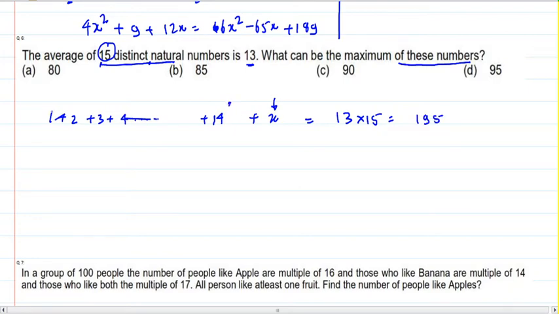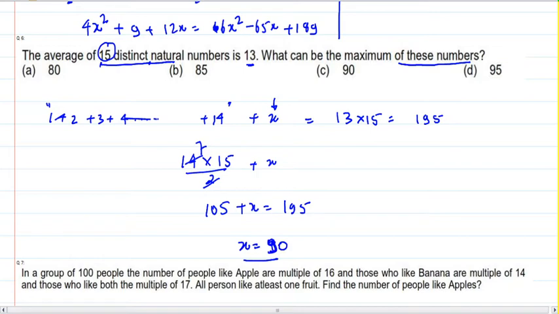Now this is nothing but the sum of natural numbers. The formula that works here is n, that is 14, into n plus 1, 15, by 2, and the last value I am taking as x. Cancelled 7. 7 into 15 is 105 plus x is equal to 195. Rearranging that, I get 90 as my largest value possible for x. What thought process are we able to apply here? What is the idea here? See, if you keep all the numbers as close as possible, then the remaining value will be maximum.